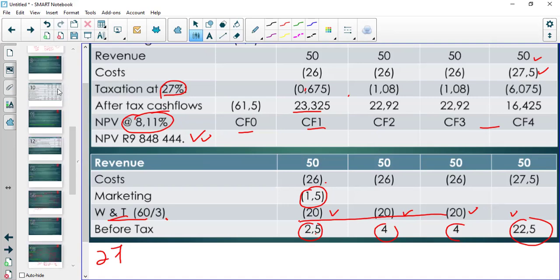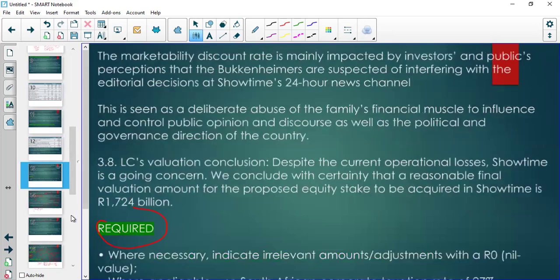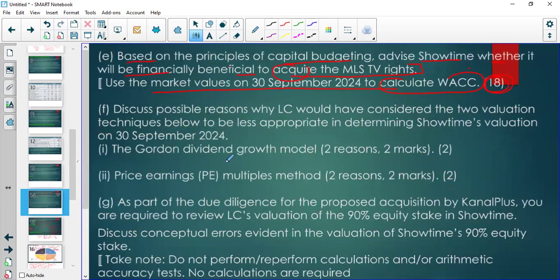Then we move to one of the questions. Right, so one of the questions, this is done. One of the questions says, discuss possible reasons why LC would have considered the 2 valuation techniques below to be less appropriate in determining short-term valuation. The Gordon dividend growth, obviously. I don't know. Is it the same question where there was no growth? Right, so I won't really answer the question directly. I will just talk about when those valuation techniques are applicable.